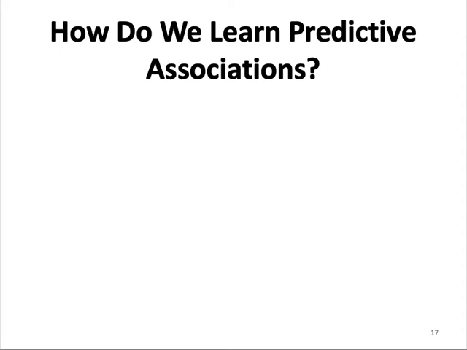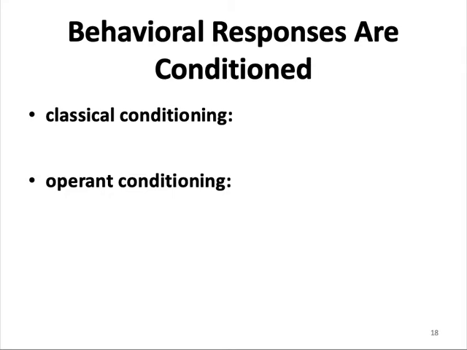All right, and picking up where we left off, this is part 2 of chapter 6, learning. How do we learn predictive associations? We learn predictive associations through conditioning, the process that connects environmental stimuli to behavior. Psychologists study two types of associative learning, classical and operant conditioning.